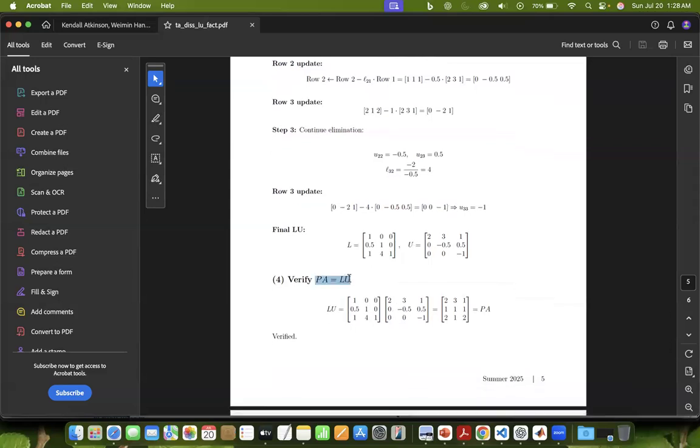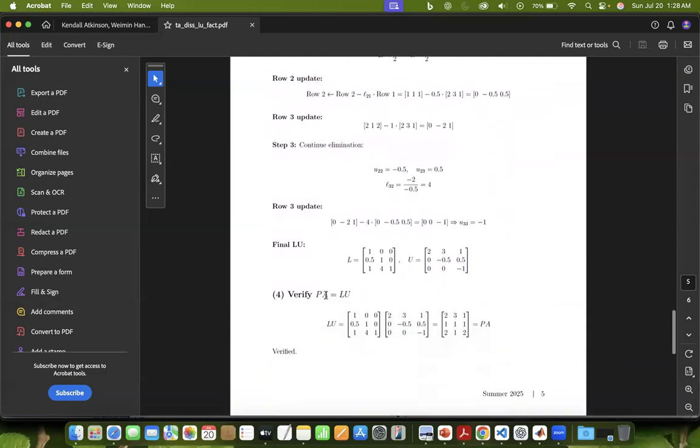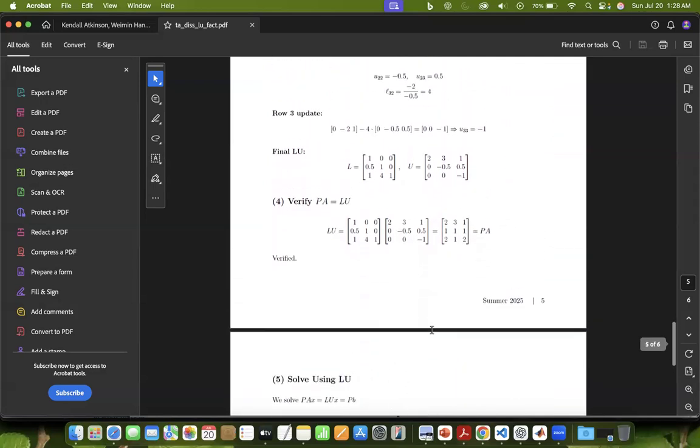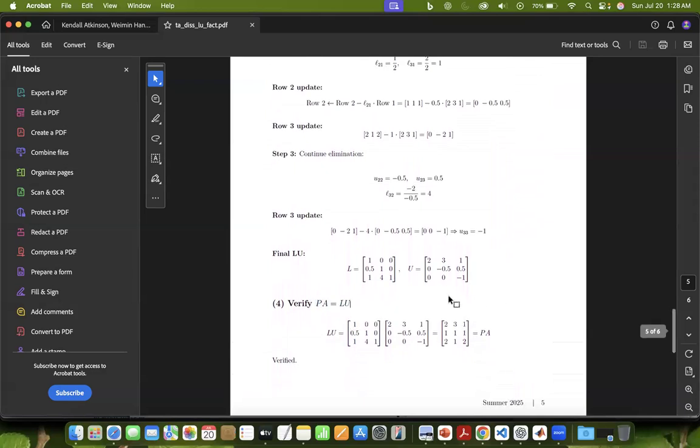I'm suggesting you don't forget this step. It's super important. If you see your PA is not equal to LU, that means there is a mistake in your calculation. So please do that again. Don't try to proceed further if you have not done this step. So please do this step and then proceed for obtaining the unknown values.